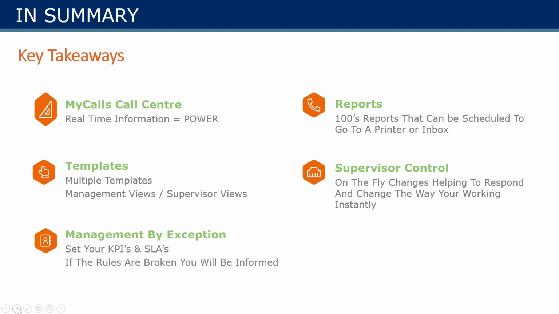There are hundreds of reports that can be scheduled to go to your printer or into your inbox, and also custom reports are available. It's always a good idea to understand what type of reports that you want and consult with your NEC partner to ensure that those reports already exist. If not, they can make you some custom reports to meet your requirements. So supervisor control, on-the-fly changes, helping you to respond, make those changes instantly, has to be a good thing. You don't have to be an expert in telecommunications or an expert programmer. This is all very easy to use, and it all works within a few clicks.